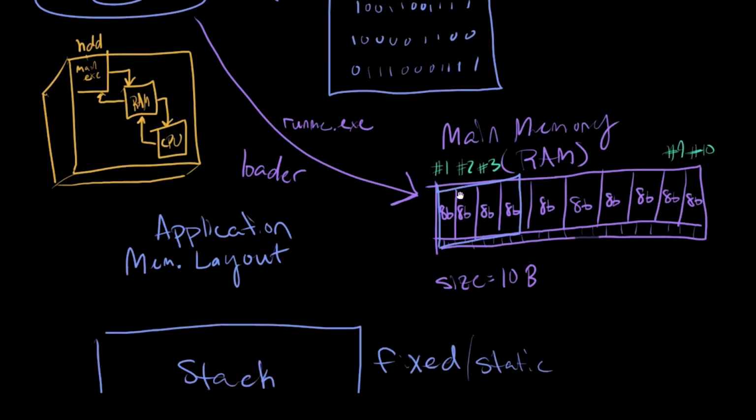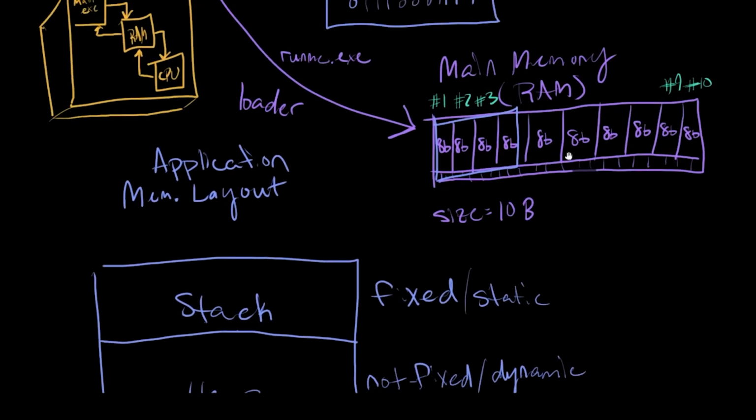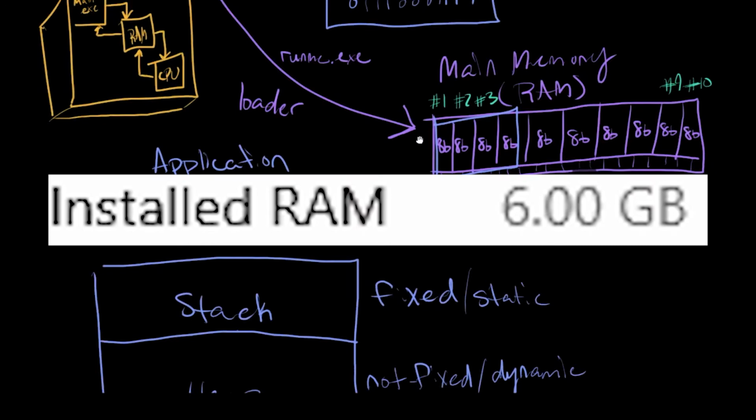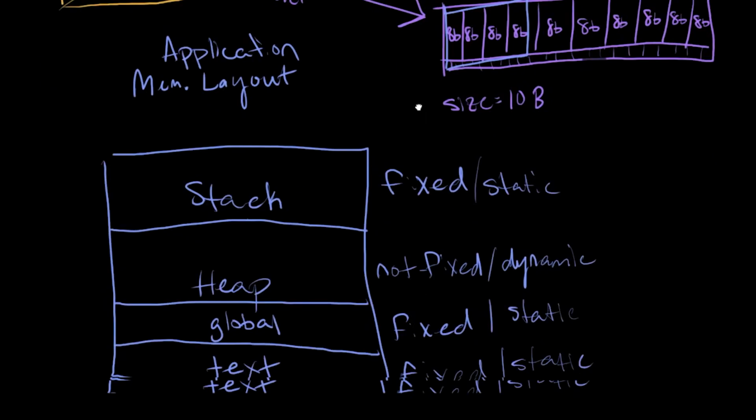In most cases, our main memory is going to be split up into 8-bit chunks. So every byte, we're going to have an address. So these 8 bits are going to have the address 1, these 8 bits are going to have the address 2, and so on and so forth. In modern systems, we see most main memory anywhere from 4 gigabytes to 32 gigabytes. So there's going to be a lot of addresses.